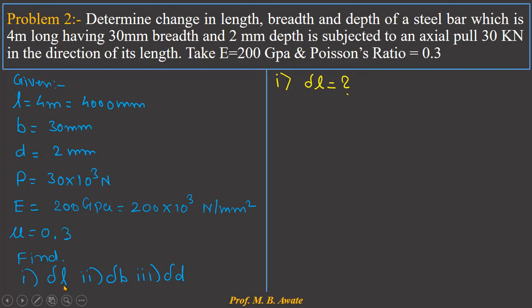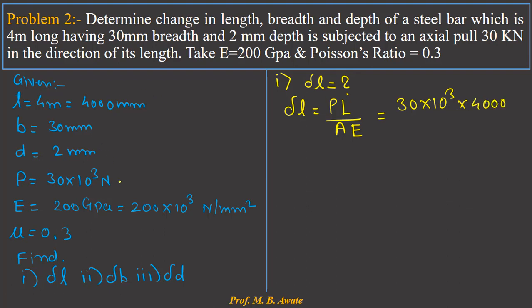So dear students, to find out the value for delta L, there is one equation by which we can find out the value of delta L, and that equation is nothing but delta L is equal to PL upon AE. That equation I can use here. I can write like this: delta L is equal to PL upon AE. Then what is the value for P? P is nothing but the force, which is given as 30 kilonewton, means 30 into 10 raised to 3 Newton, into length. Length is equal to 4000 millimeters.